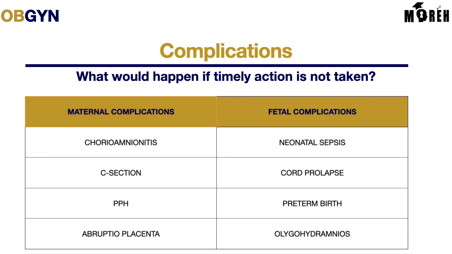You notice when we were discussing the management, we were majorly talking about delivering the fetus at 34 weeks. So there's preterm labor and there are higher chances of prematurity. And lastly, there's oligohydramnios. This lady is losing fluid. So if you do your index, you'll find that there is reduced amniotic fluid.